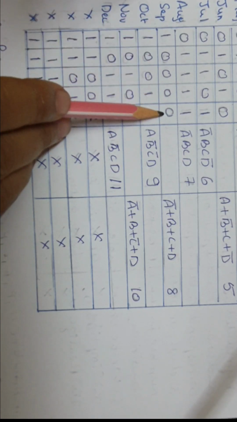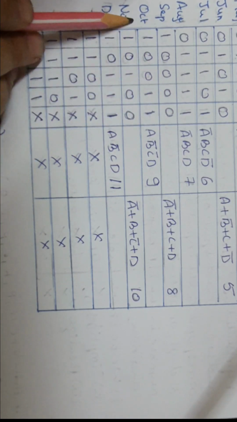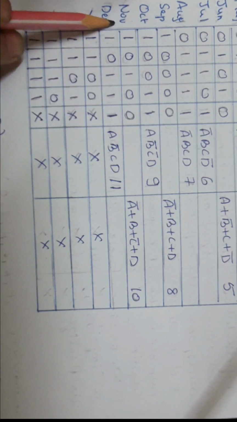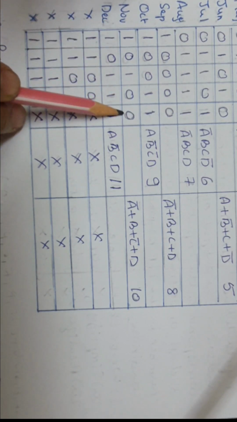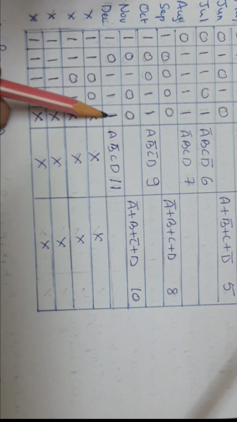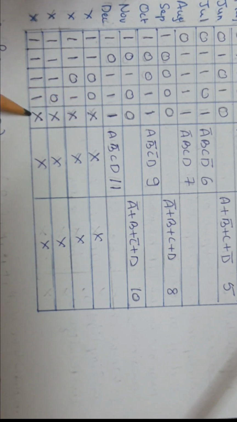September as 0 because no 31 days. October has 31 days, 1. November has no 31 days, 0. December has 31 days, 1. And the remaining combinations are taken as don't care conditions.